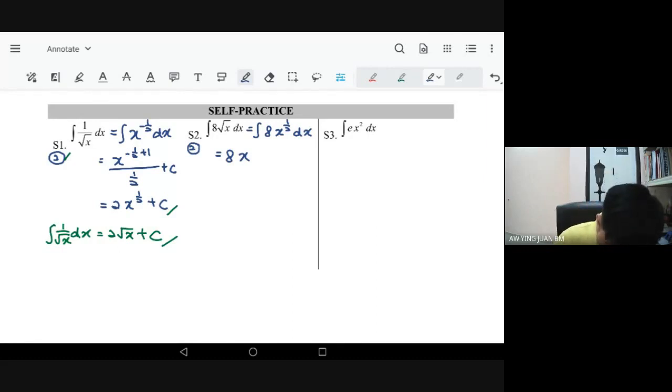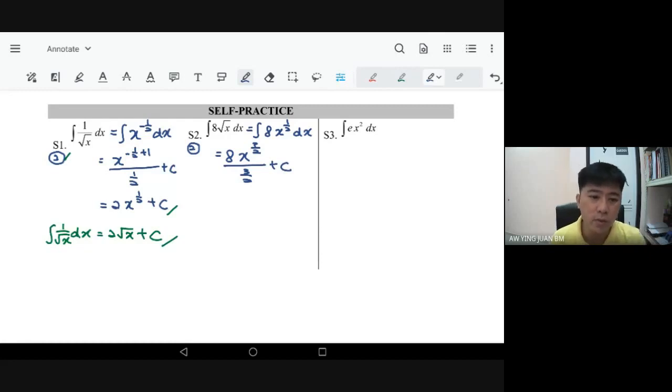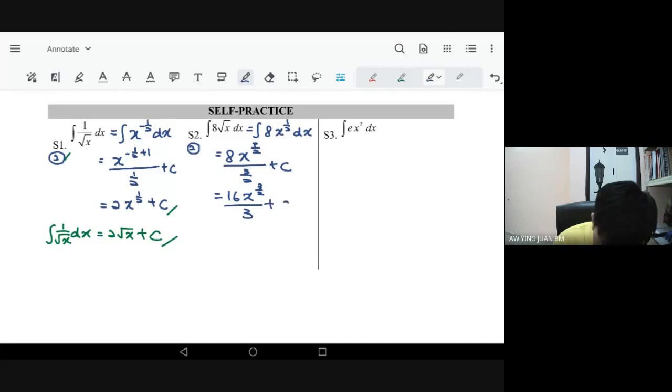Iaitu saya dapat 3 over 2 over 3 over 2 plus C. Sebab saya boleh imagine dah. Plus 1 dapat 3 over 2. So continue. Saya dapat 16x to the power of 3 over 2 over 3 plus C. So itu jawapan saya lah. Ya. Iaitu eksponen di sini ada 1 ya. So kena clear atau buat catatan. E1 is a constant.